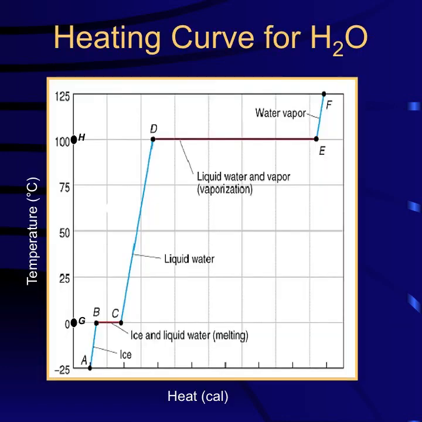All right, what you see on this slide is known as a heating curve, and this is the heating curve for water. On the x-axis you have heat, in this case measured in calories. On the y-axis you have temperature measured in degrees Celsius. I've given you segment notations on here and told you where ice is, where ice and liquid water exist together, where liquid water is, where liquid water and vapor exist together, and where you have just the water vapor. So go ahead and copy that one down.